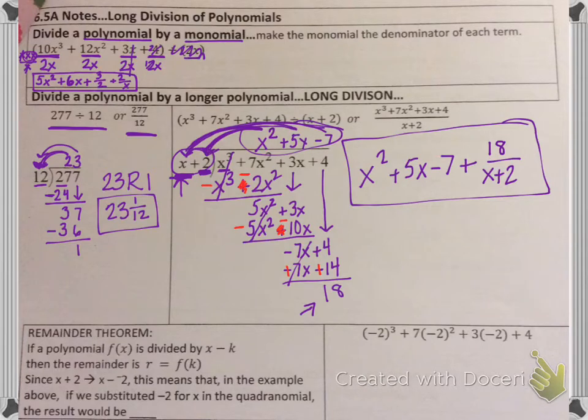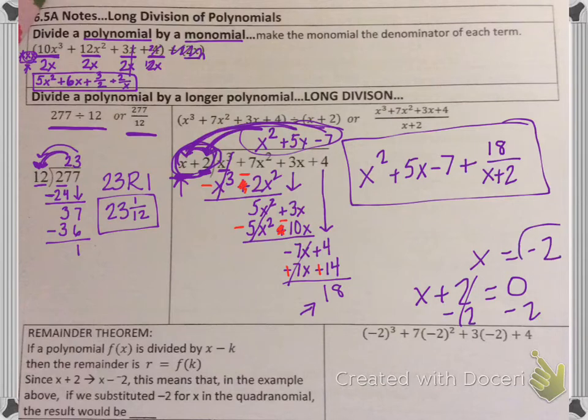Really quick, the remainder theorem. Might use this here and there. If a polynomial is divided by something in the nice form x minus k, such as the one we just did, x plus 2 would also be known as x minus negative 2. If I wanted to find the remainder only, just the 18, then all I would have to do is take the x plus 2 and set it equal to 0. What do I get as an answer? I'd have to subtract 2, and you get x equals negative 2.